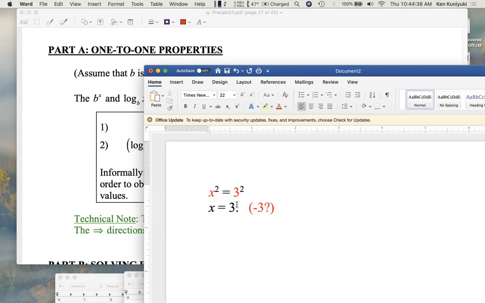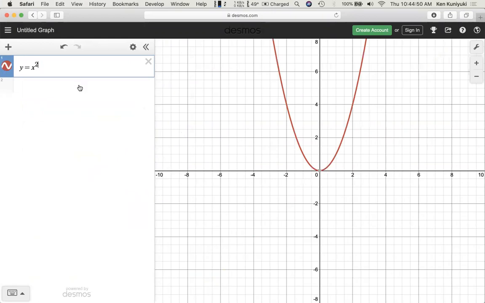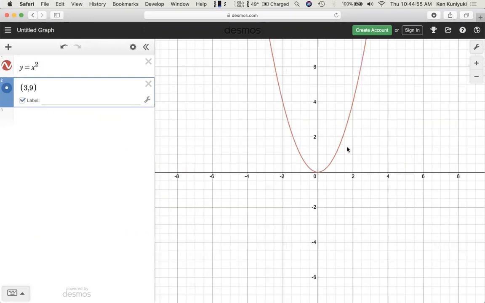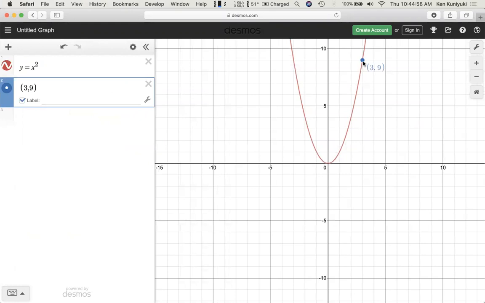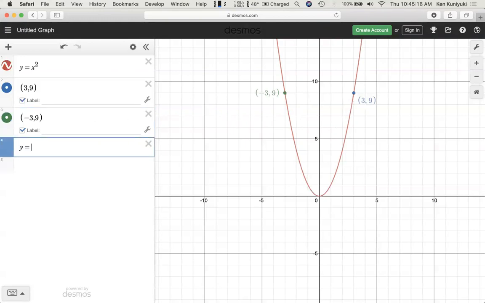Now, why is it that we cannot match things up here? The problem is that the squaring function is not one-to-one. I'll explain using Desmos. Let's graph y equals x squared, okay? Now, I'm going to plot 2 points here, 3 comma 9, which we know is on the graph because 9 is 3 squared, and also negative 3 comma 9, which we also know is on the graph because 9 is the square of negative 3 as well. But that's exactly the problem. We have two values of x, 3 and negative 3, that yield the same value of y equals 9. I'll even put the line here.